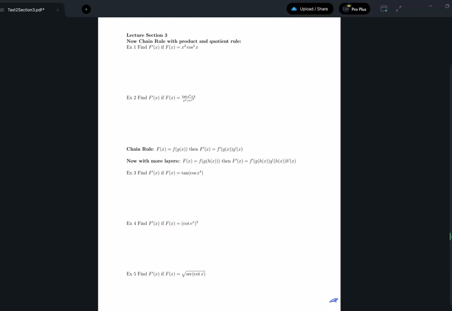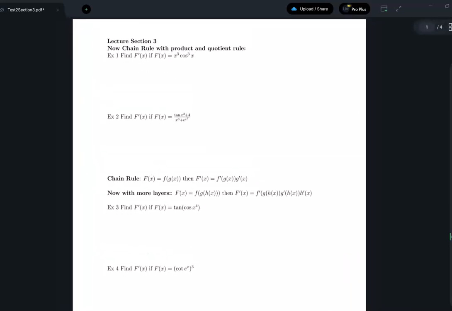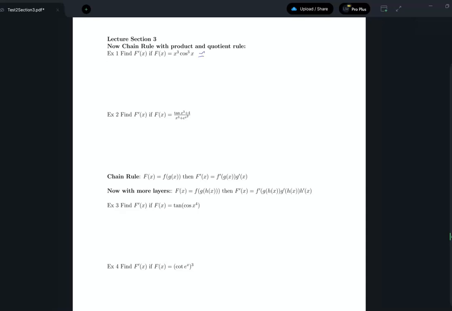Now, more chain rule where we've got product and quotient rule going on. So if I rewrite this one, it's x cubed times cosine of x all cubed. So perhaps that can help you to identify which is where the chain rule is going to be. But first off, the most outside operation that's happening is the product.